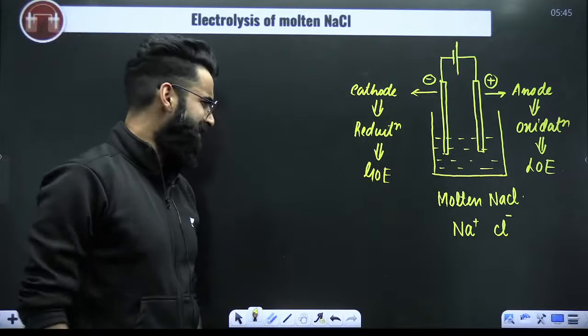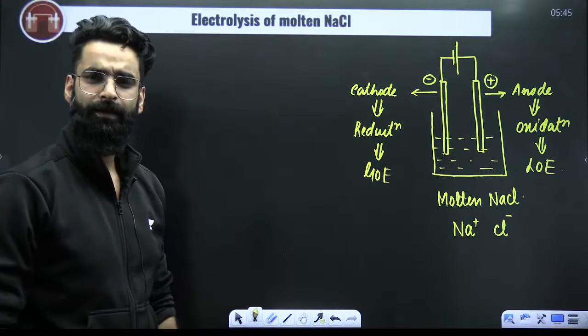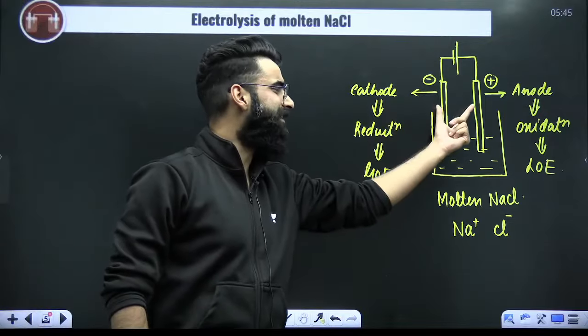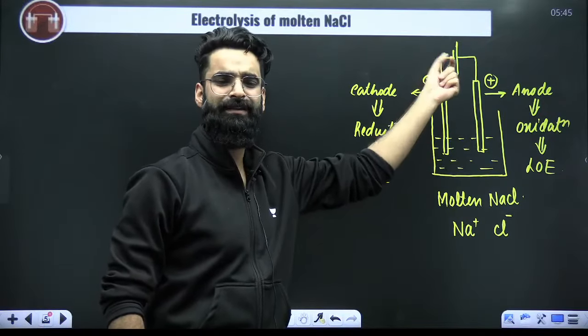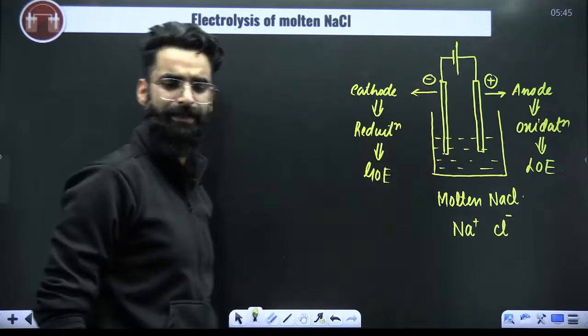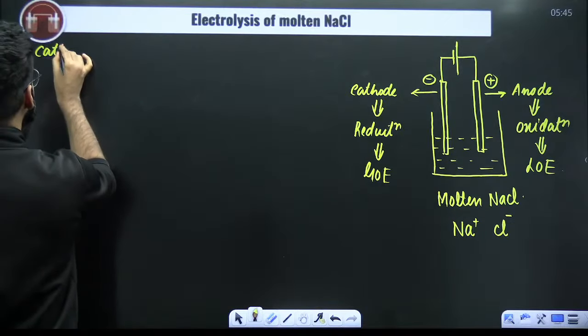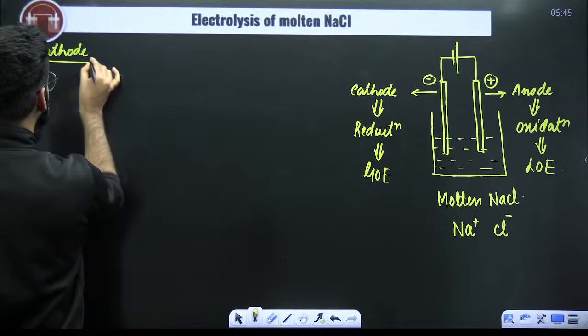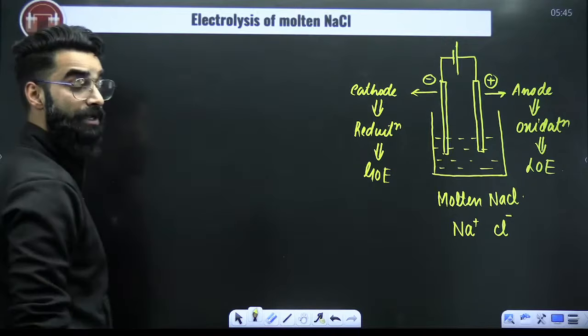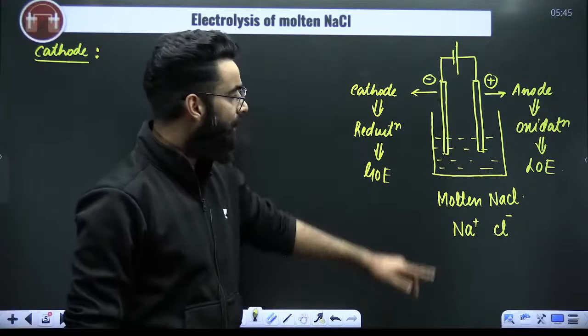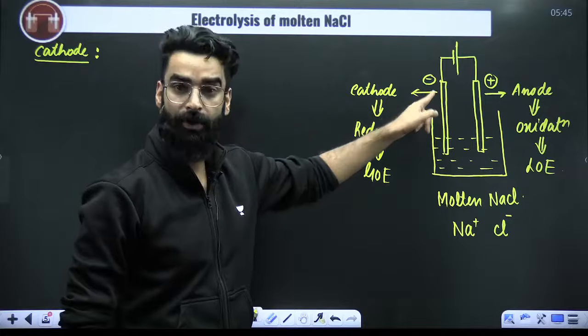Now, my dear students, let's exactly get to know what happens at anode and cathode when you connect these rods with the external battery. So first of all, let's try to analyze the things which are going to happen at cathode. Cathode is your negatively charged rod.